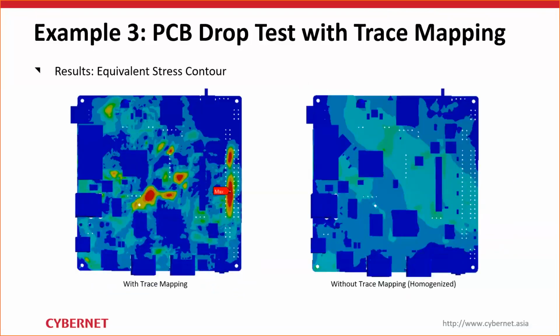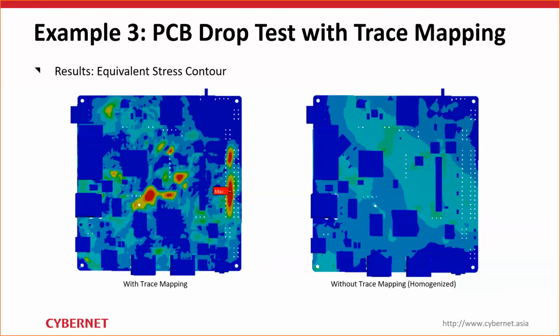Now, as for the result, we first evaluate the equivalent stress and contour plot of our PCB. Very straightforward. We just want to take a look at some of the von Mises stress or equivalent stress contour that has been happening on our PCB. The left figure is the model that's been using the trace mapping, and on the right is the model using the lumped or homogenized approach.